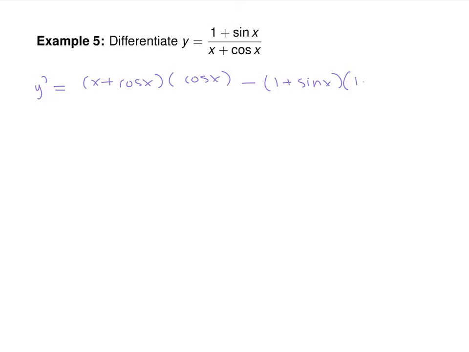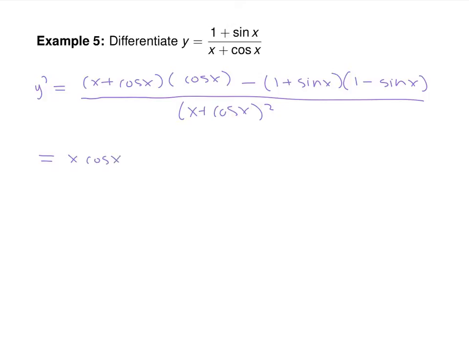Almost. 1 minus sine. Because there's an x, not a 1, okay? Just be careful that you see what's actually there, not what you want to see. It happens, I totally understand. Over x plus cosine x, the whole thing squared, right? Alrighty. Now here comes the simplifying. X cosine x plus cosine squared x, do you agree with that? Minus parentheses, I'm gonna get 1 minus sine squared x.